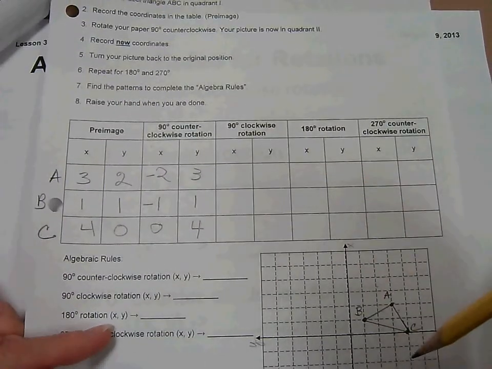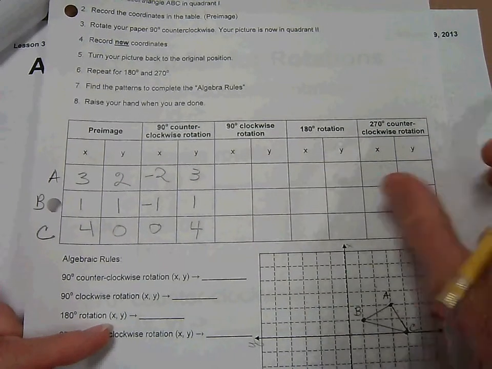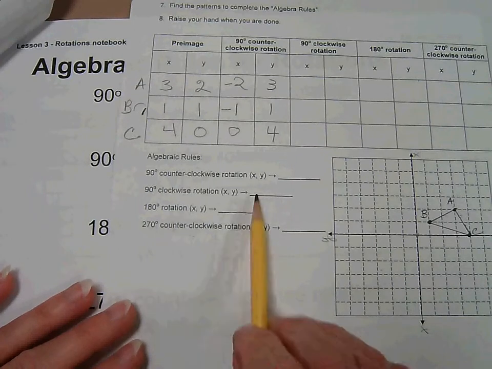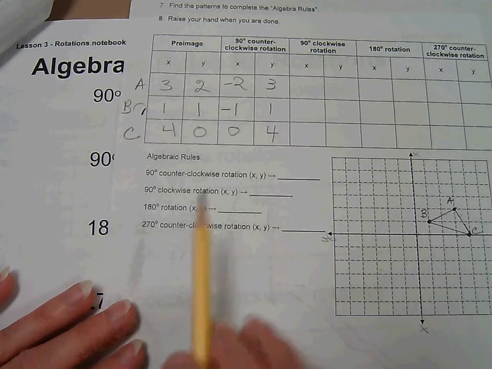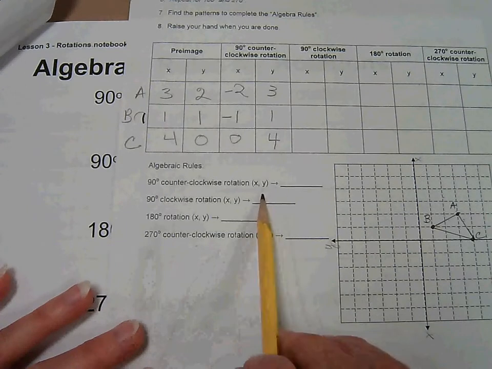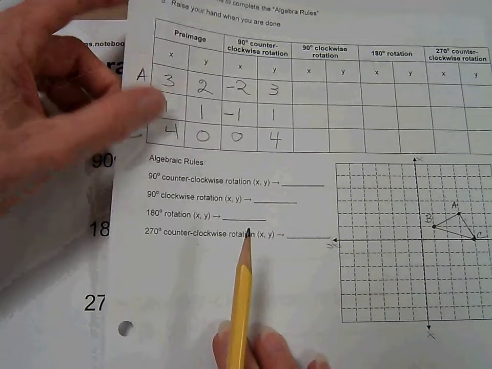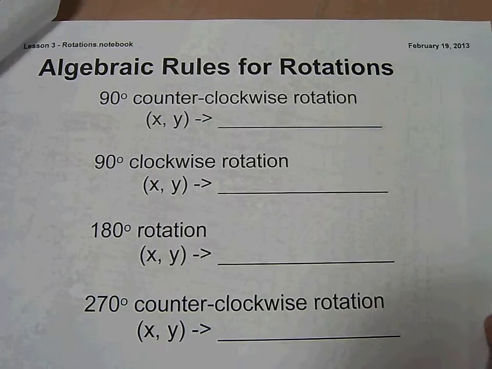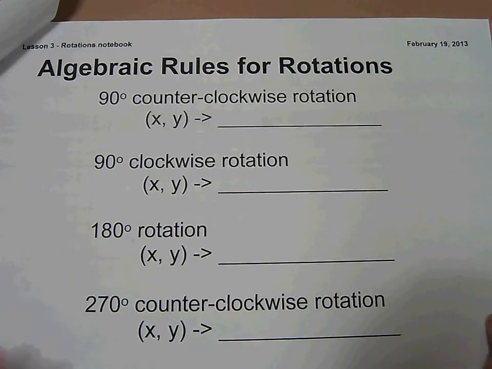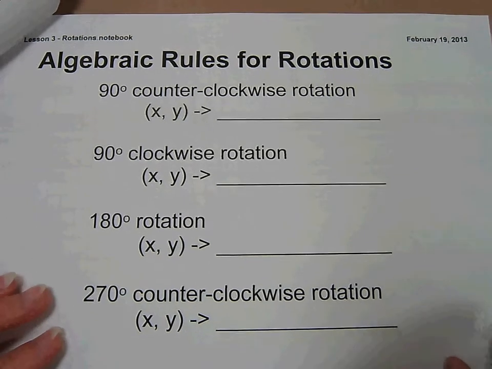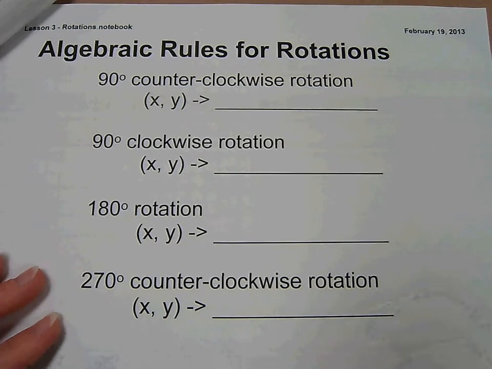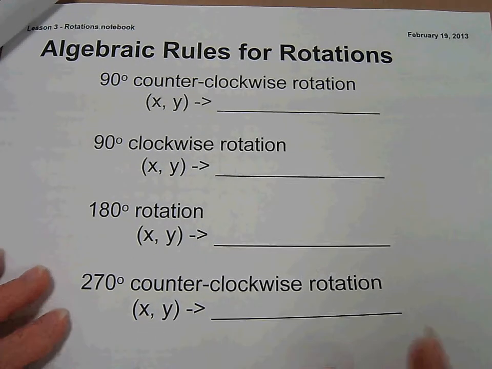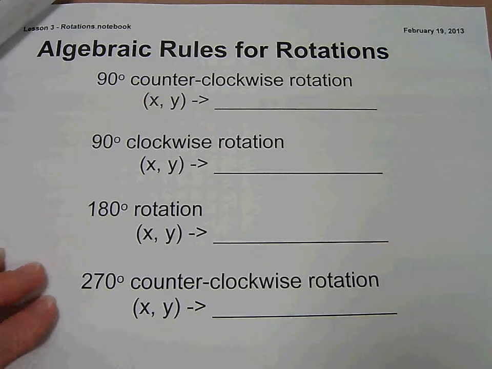Pause the video. Fill that out with what you got and see if you can come up with the rules for what the x and the y, the original x and y of the pre-image, turn into for the image. Okay, so take a minute, pause the video, and do that. So, I hope that you came up with the right things, and we will talk about these in class tomorrow. In fact, it will be your bell work, so you should be prepared for that, okay?